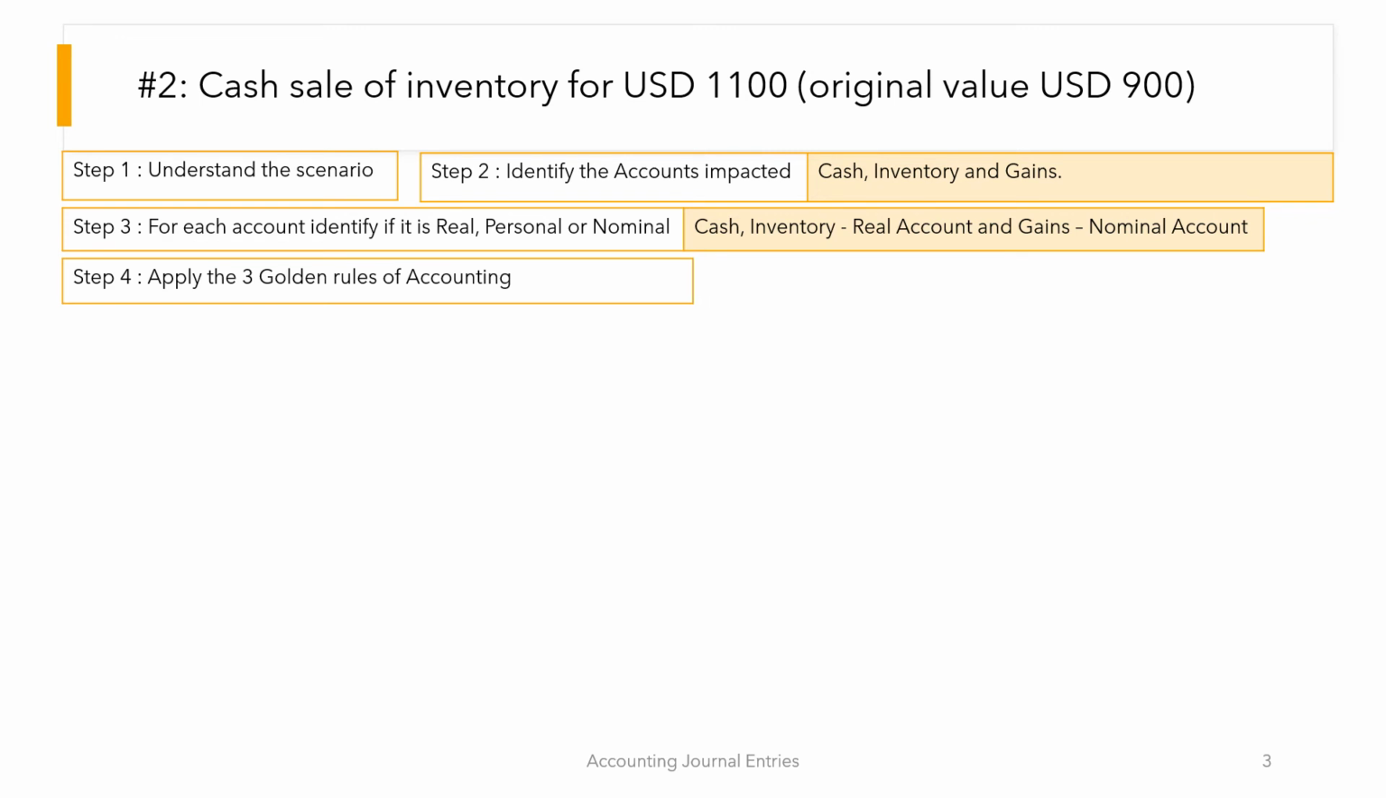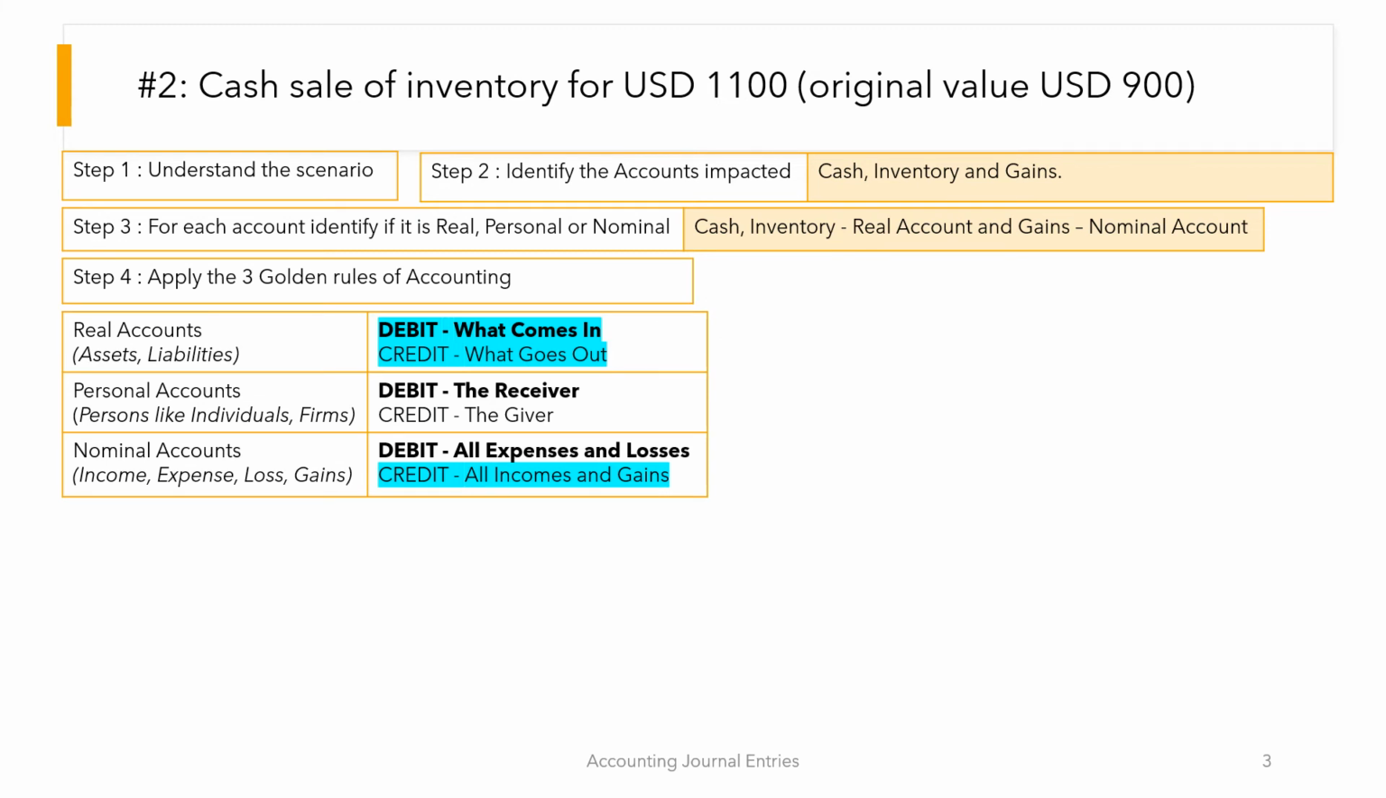Step 4, as usual, we have to apply the three golden rules of accounting. Just to go back to the basics: real account, personal and nominal account. In this case, cash and inventory are real accounts. Cash is coming in, so as per the rule of real accounts, we debit what comes in, and inventory is going out, so we credit what goes out. And gains is a nominal account, and as per the rule, we credit all incomes and gains.